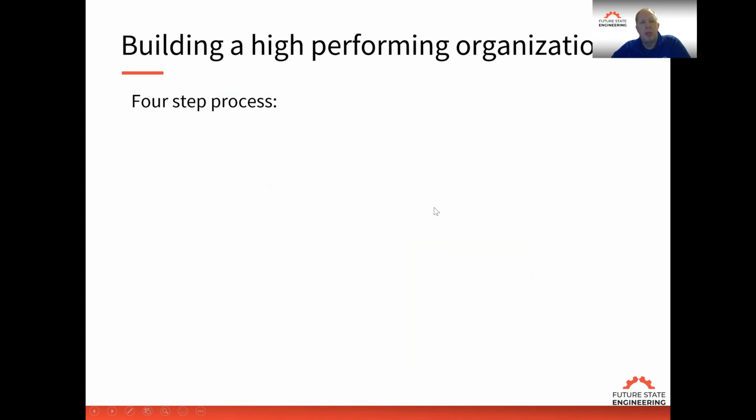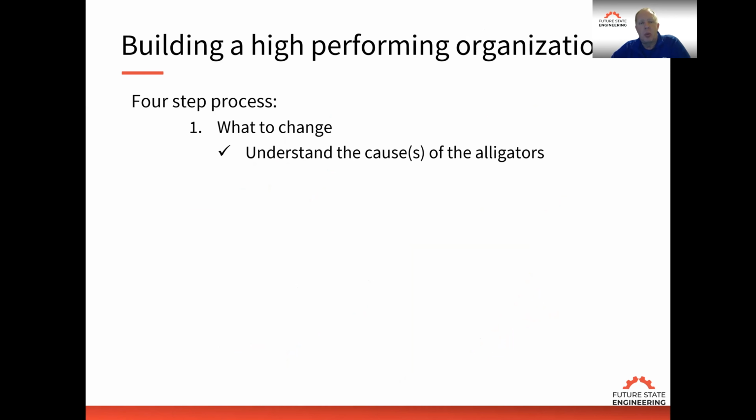The whole change management process of building a high-performing organization is made up of 4 steps. The first step is what to change. So what is the cause of the alligator? We need to do root cause analysis and determine what's creating the alligators. Then the second step is what to change to. So define what the pot of gold is, or define the objective of the change, what you're trying to accomplish.